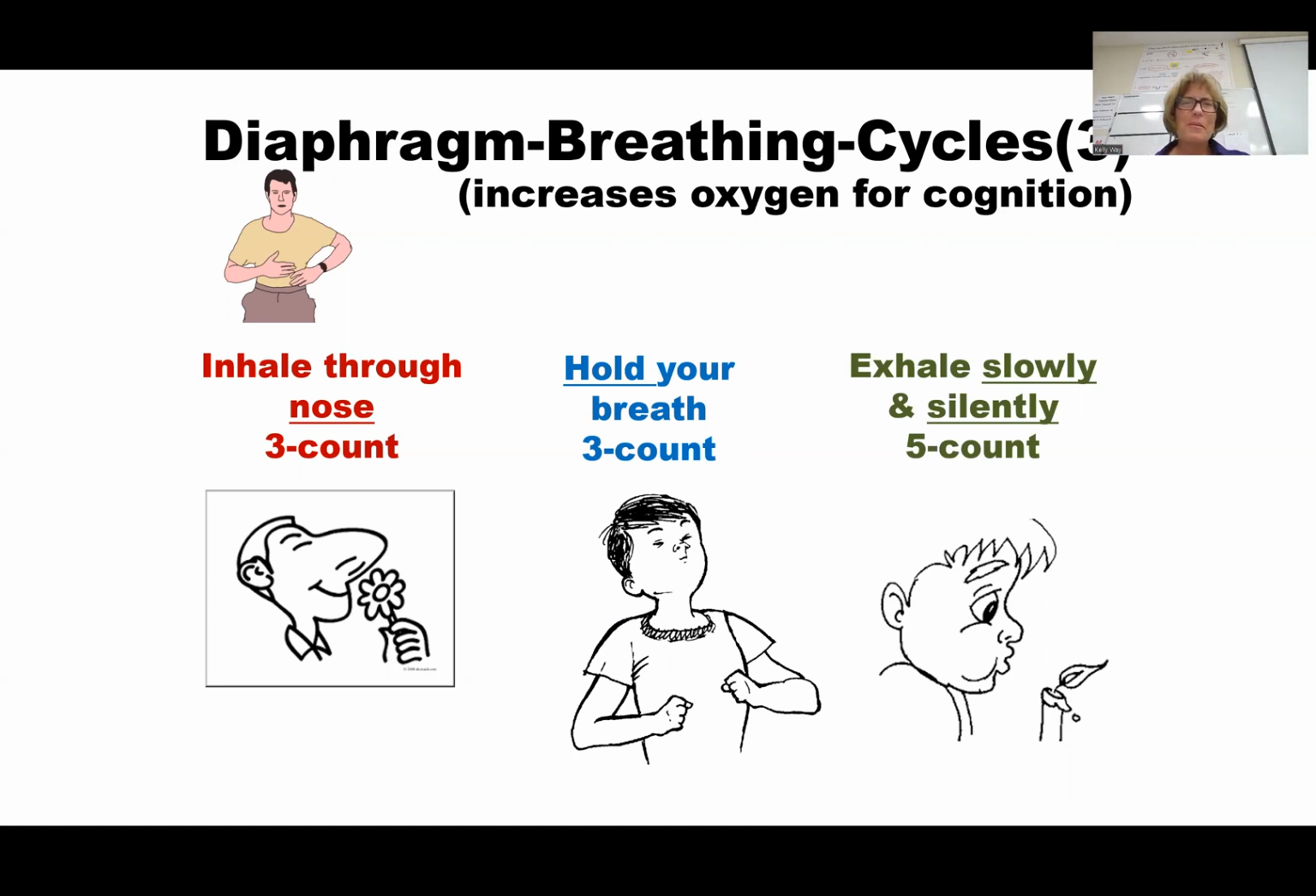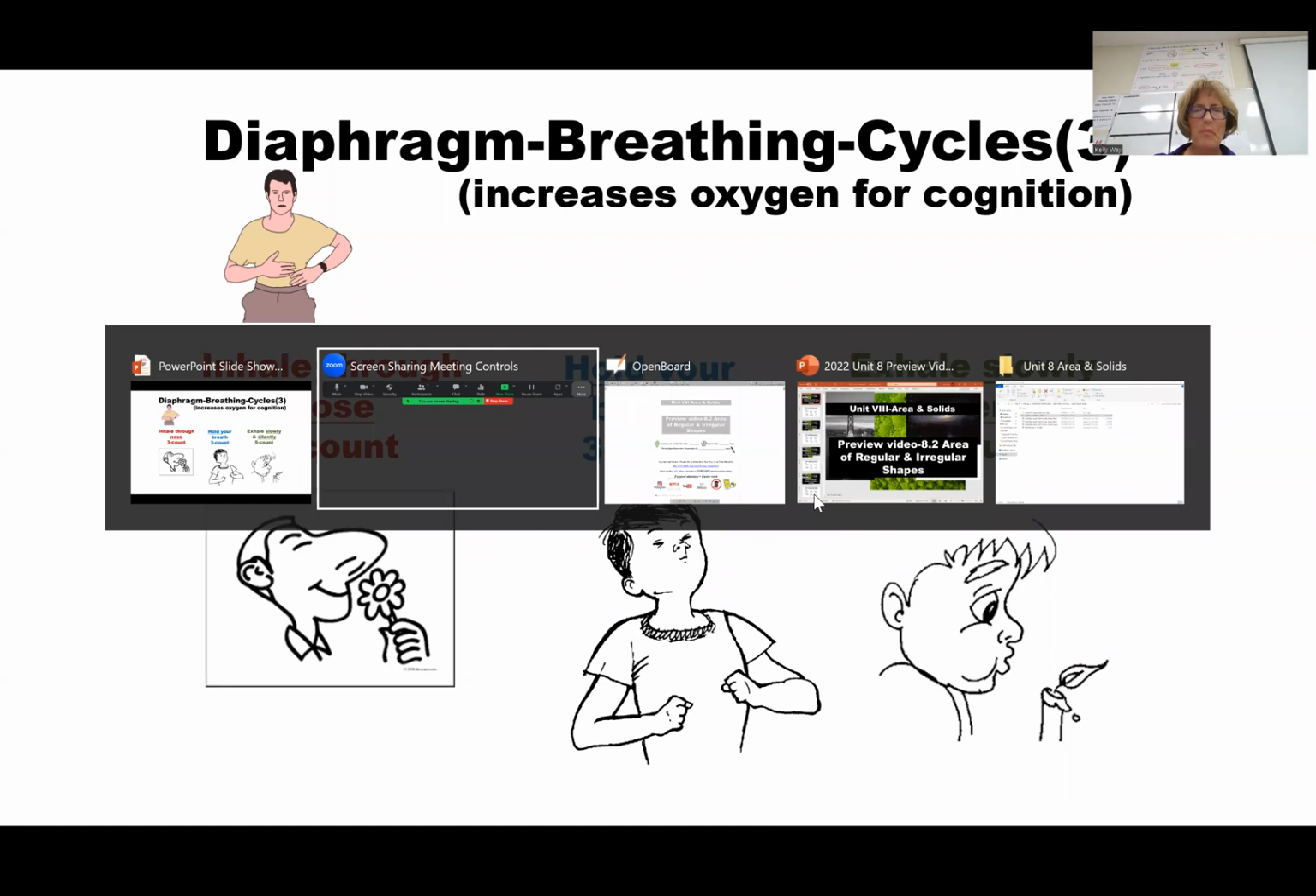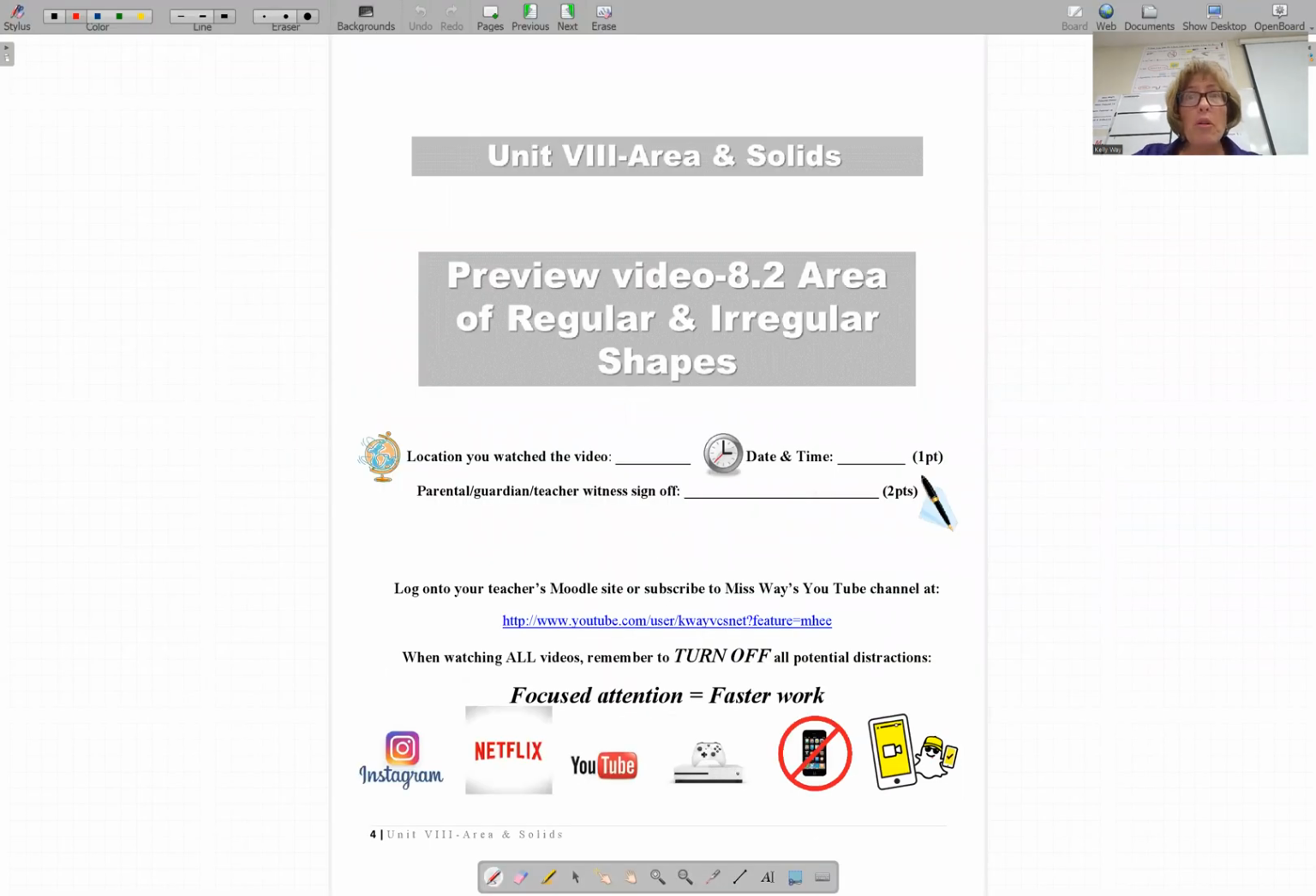Ready, friends. You want to have colors and your preview notes handy. We're going to be talking about the area of regular and irregular shapes. So, area of regular and irregular shapes.